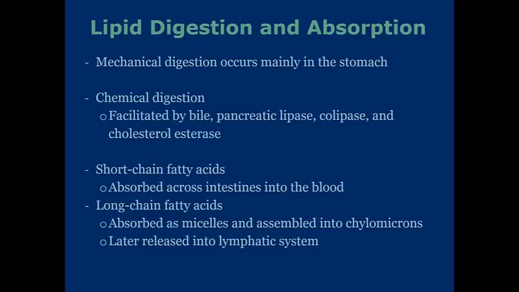Short-chain fatty acids are absorbed across the intestines into the blood because they're small. However, long-chain fatty acids have to be absorbed as micelles and assembled into chylomicrons to be later released into the lymphatic system for use.